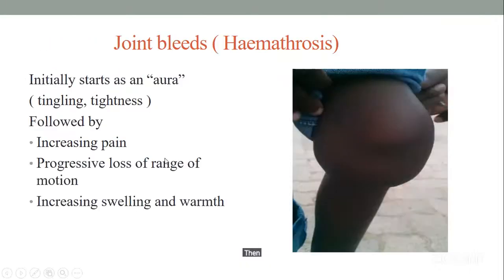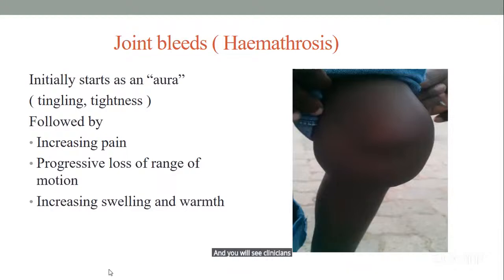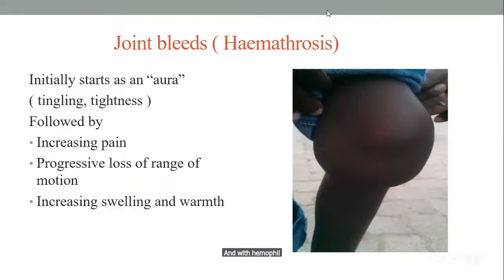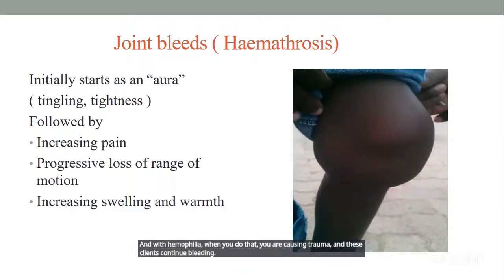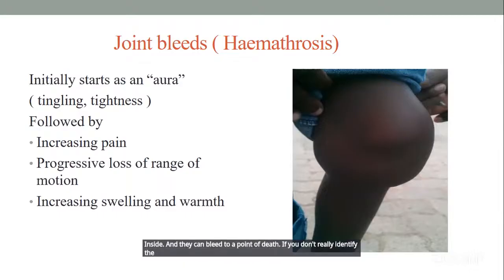Then, why hemophilia? There are those who always present themselves at our facility with such kinds of swellings, and you will see clinicians, doctors probing them, trying to find out whether there is pus inside to suck. With hemophilia, when you do that, you are causing trauma, and these clients continue bleeding inside. They can bleed to the point of death if you don't identify the cause at the hospital. That is why we give you these pictures to appreciate.